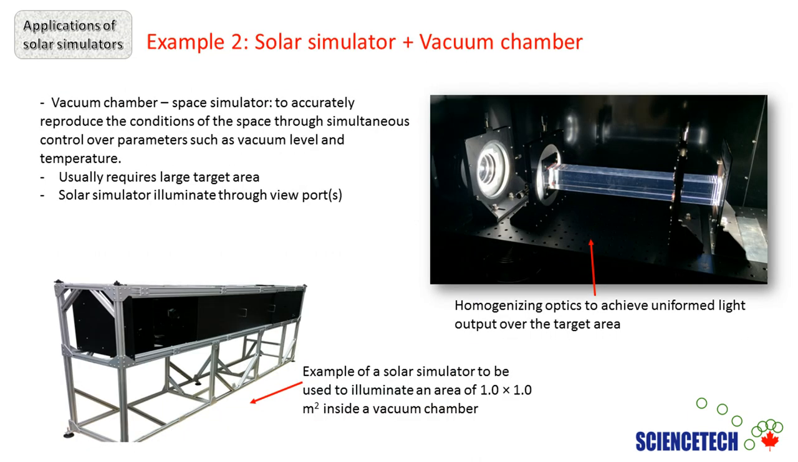Now, however, some space applications require a solar simulator to be used alongside or in a vacuum chamber that simulates extraterrestrial environments, such as this project here. We used a 6.5 kilowatt xenon arc in this project as the source of the solar simulator. The picture on the right side shows the homogenizing pipe we used to get a highly uniform output beam. The beam itself illuminated a 1 meter by 1 meter target area.